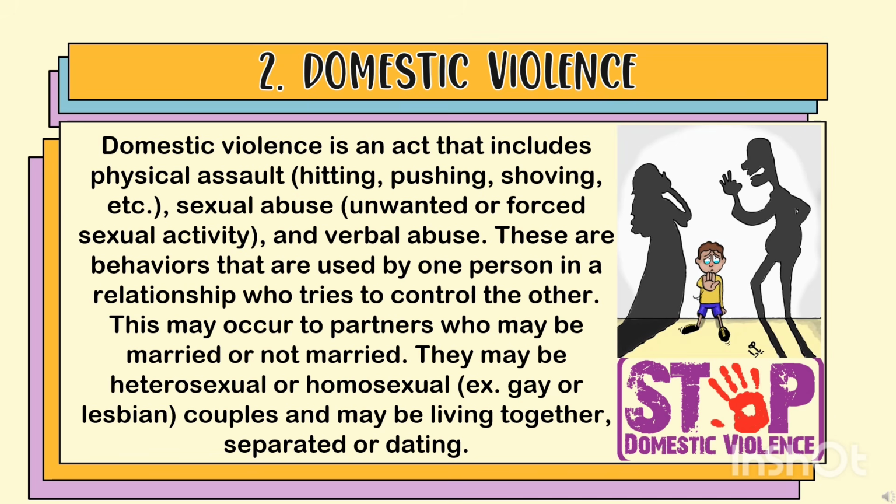The second type of intentional injury is called domestic violence. Domestic violence is an act that includes physical assault like hitting, pushing, shoving, and sexual abuse like unwanted or forced sexual activity and verbal abuse. These are behaviors that are used by one person in a relationship who tries to control the other. This may occur in partners who may be married or not married. They may be heterosexual or homosexual, like gay or lesbian, couples, and may be living together, separated, or dating.